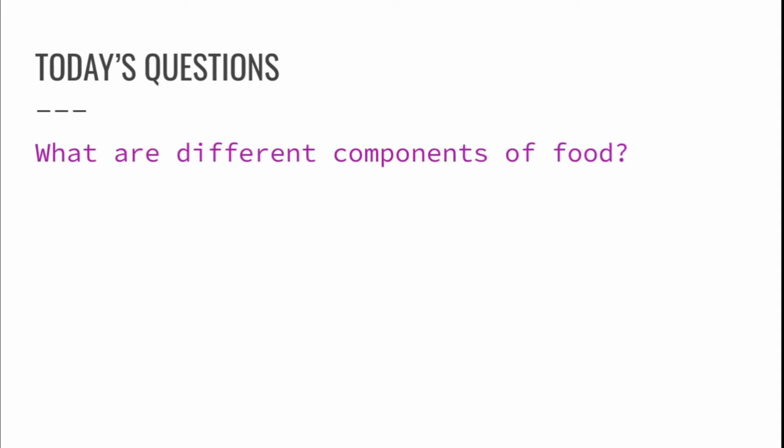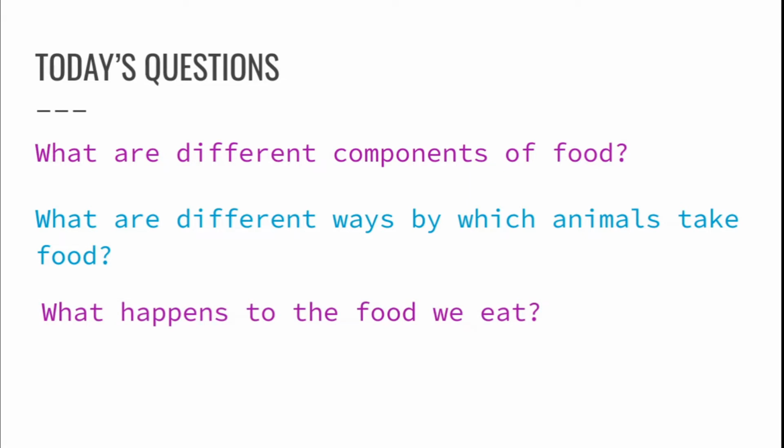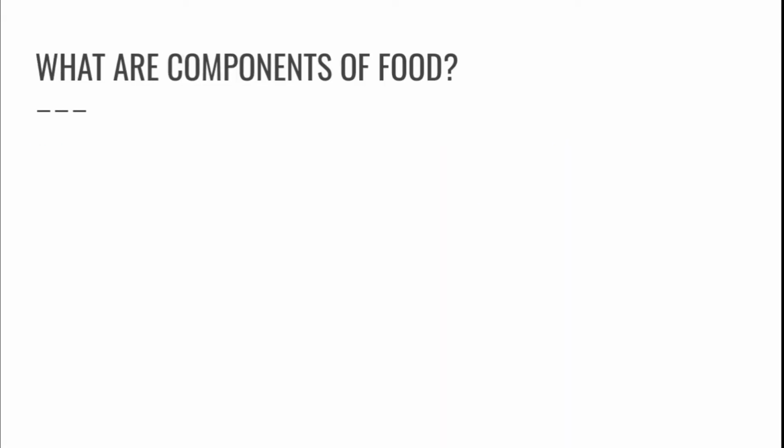So, what are the questions we are going to answer today? The first one is, what are the different components of food? Then we'll answer, what are the different ways by which animals take in food? And finally, we'll see what happens to the food we eat. Okay, so the first question is, what are the different components of food?